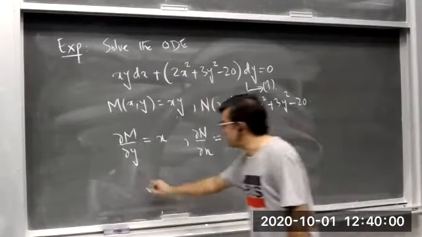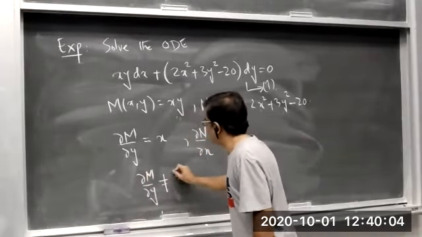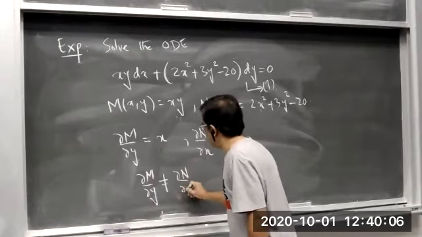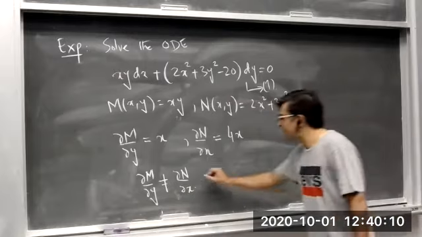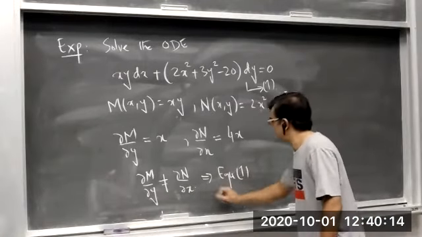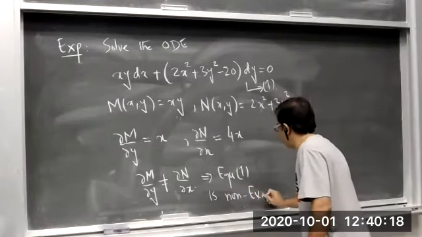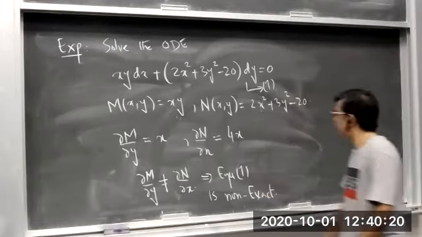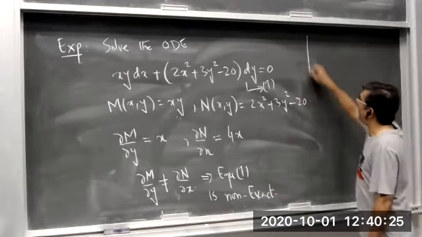Now you can see that partial m over partial y is not equal to partial n over partial x. So the given differential equation is not exact. Equation 1 is non-exact, or you can say not exact. I hope you get it. Now let's try to find the integrating factor.